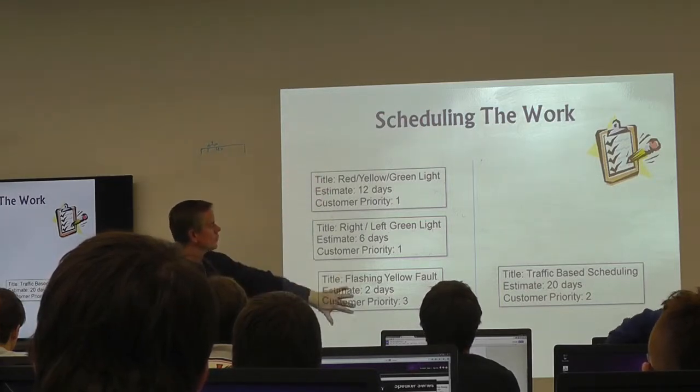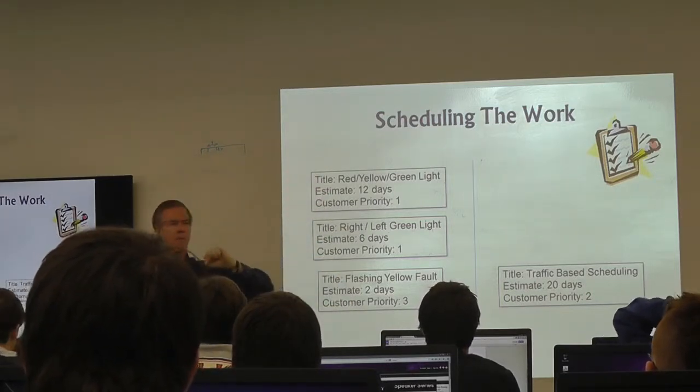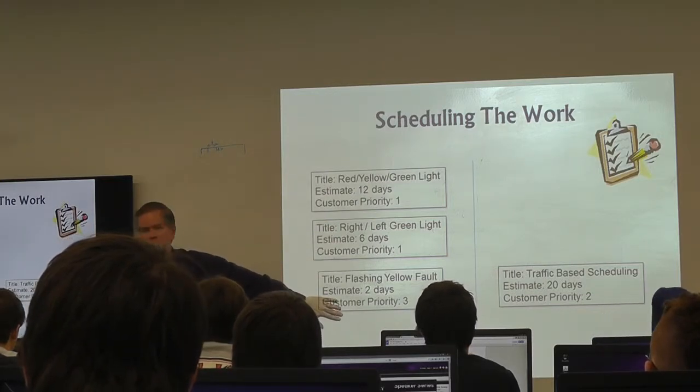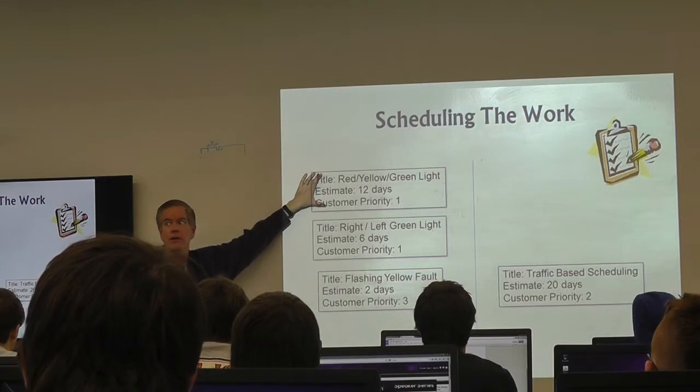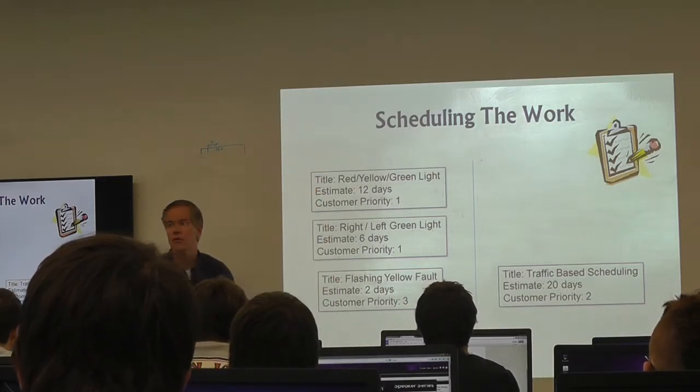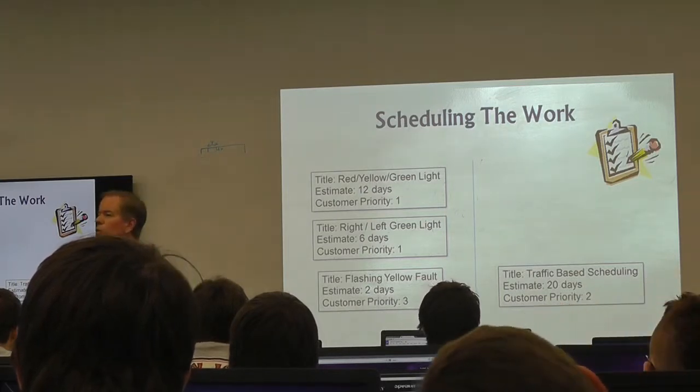During the first 20-day period, you as a software developer are going to work on 3 features, right? Pow! End of the 20 days, you go to the customer and you say, look, I'm going to show you how the red light, yellow light, green light thing works. I'm going to show you how right and left green light and flashing yellow works. Is this what you wanted?